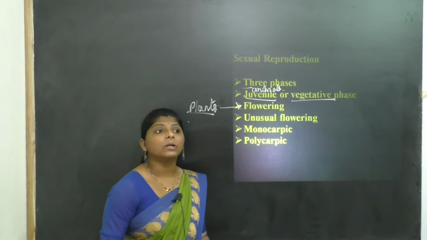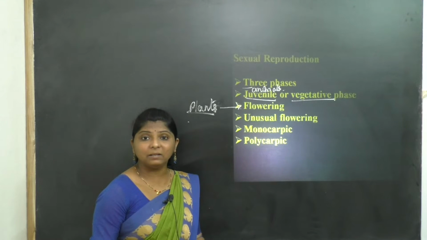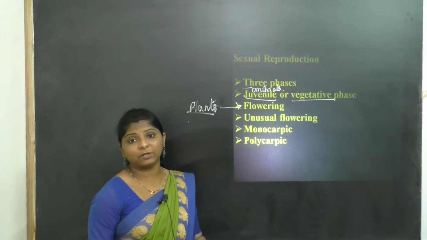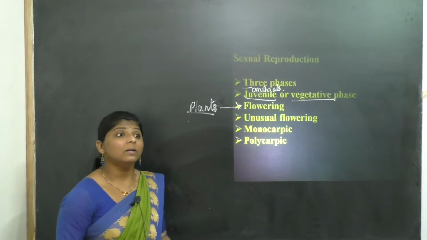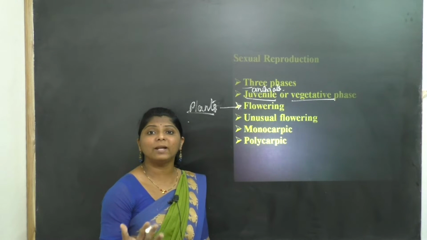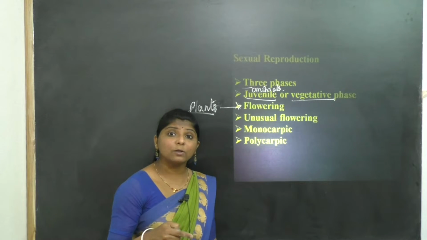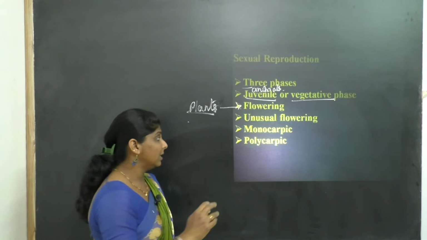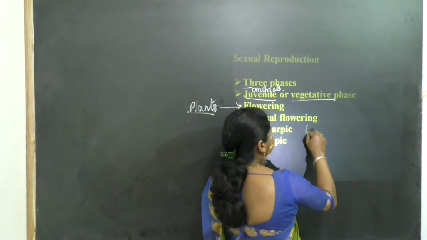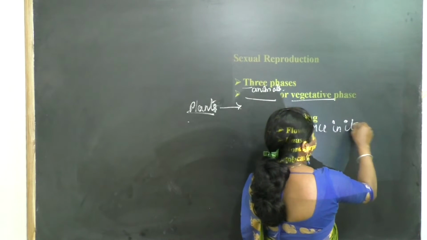Bamboo lives for about 50 to 80 years, or up to 100 years. So only in the last year it starts showing flowering and seed setting. That means it flowers only once in its lifetime.